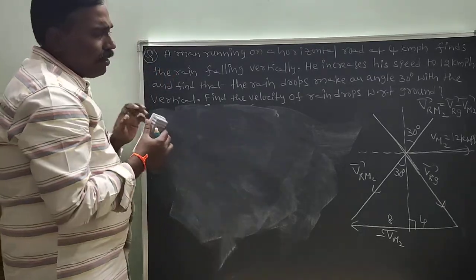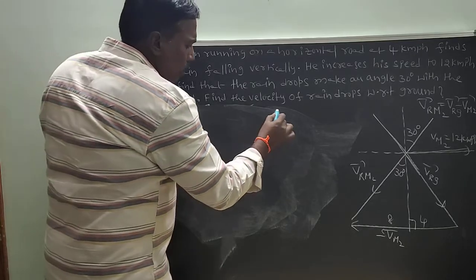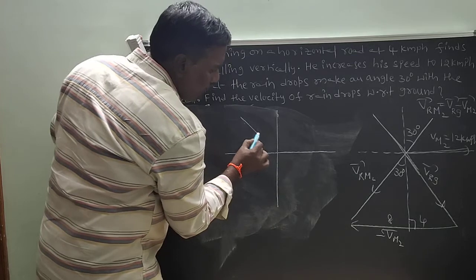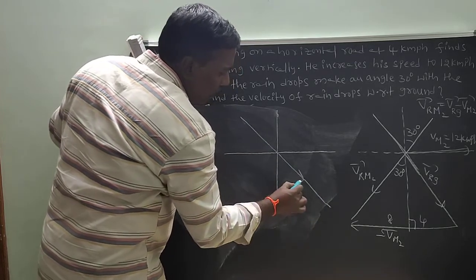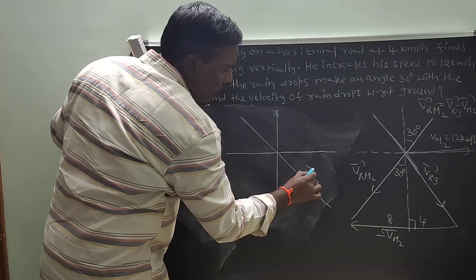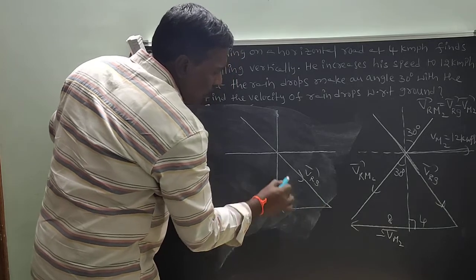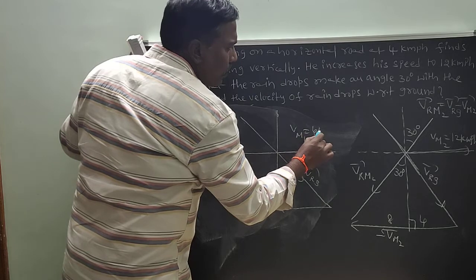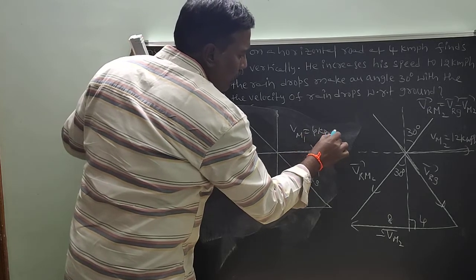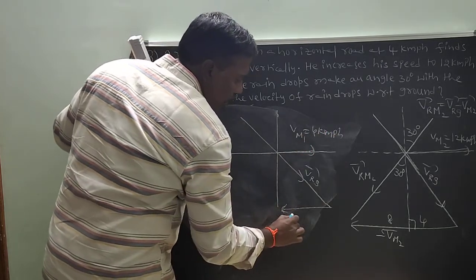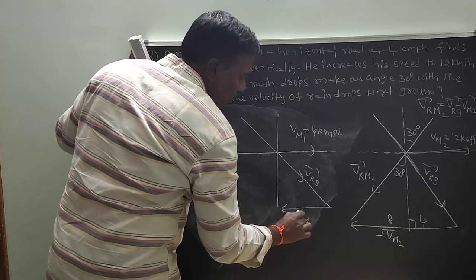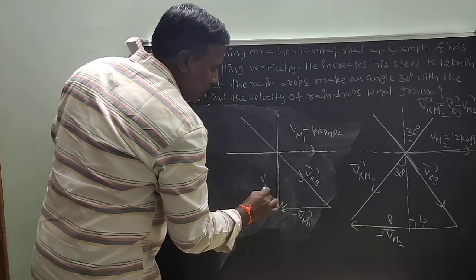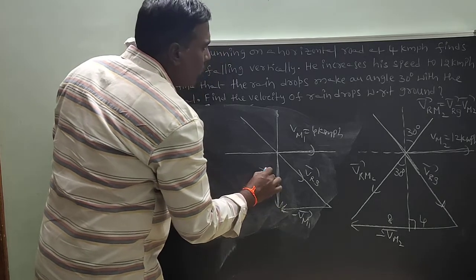Here in the first case, Vrg is like this, Vrg bar, this is Vm1, 4 kmph, this is minus Vm1 bar, this is Vrm1 bar. What is the angle made by this?